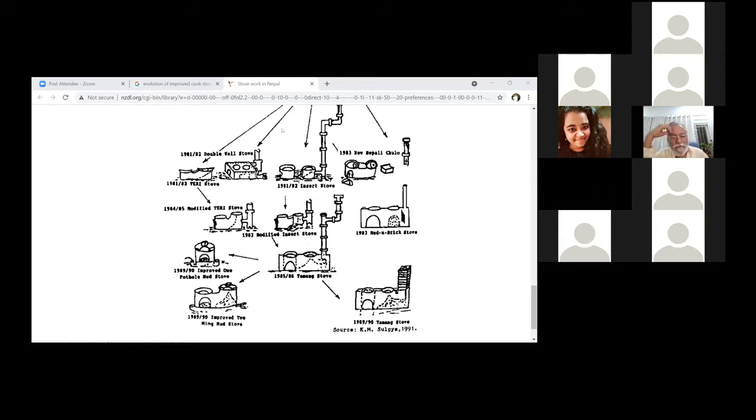Now, the only question is, can we design something by which millions of people in our country can fabricate more efficient cooking stoves? Today, the combustion efficiency is hardly 15 to 20%. So if we can improve it to 40%, 50%, that will save so much fuel.